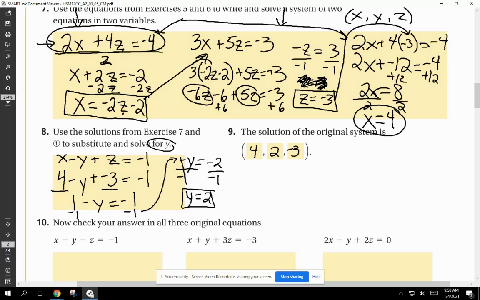And if you're confused, that is okay. I'm not expecting you to master this at all. It's just an introduction to 3 variables, 3 systems. It's very confusing, I know. The system was 3 variables.